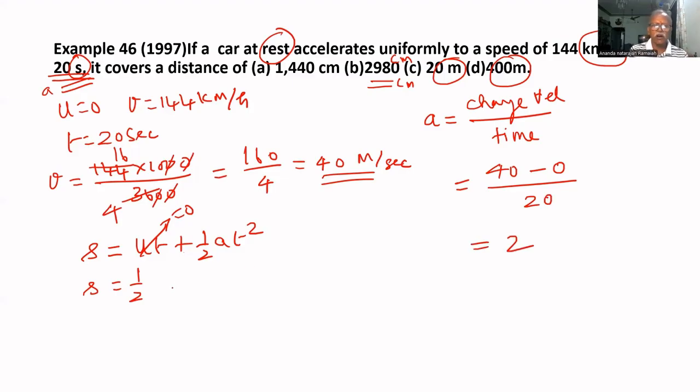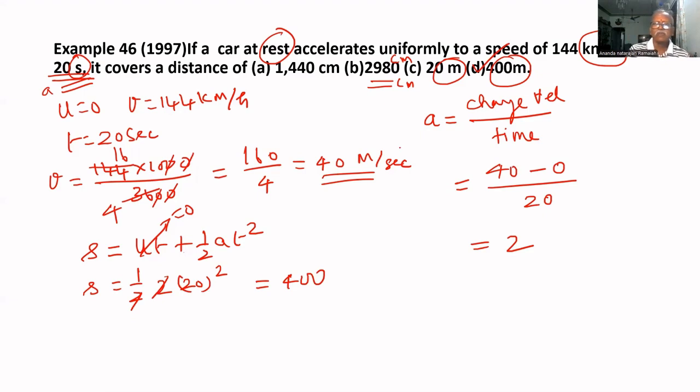So if we substitute, half, acceleration is 2 and t is 20 seconds. Therefore, 20 square, 2 getting cancelled. Therefore, the answer is 20 square means 400. Therefore, the answer is D, that is 400 meter.